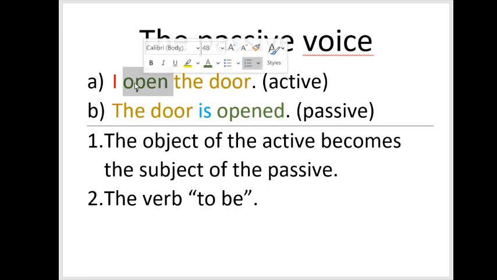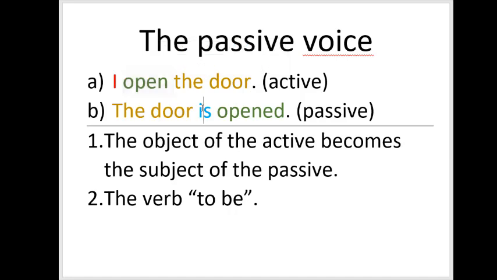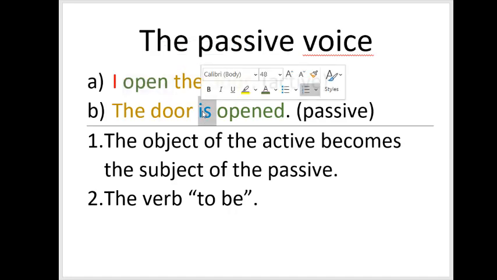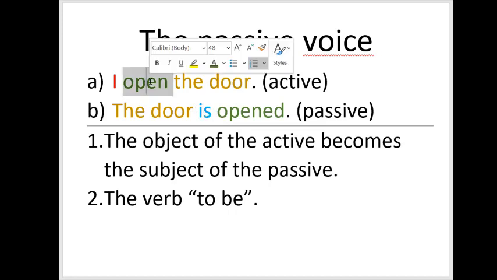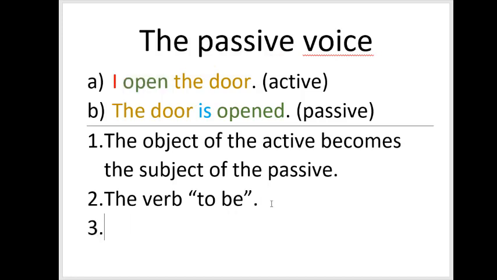We have here the simple present. That's why we put the verb to be here in the simple present, because this verb is in the simple present. And then we add the past participle of the verb.